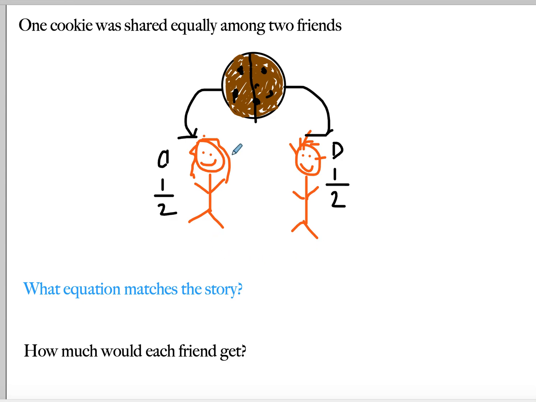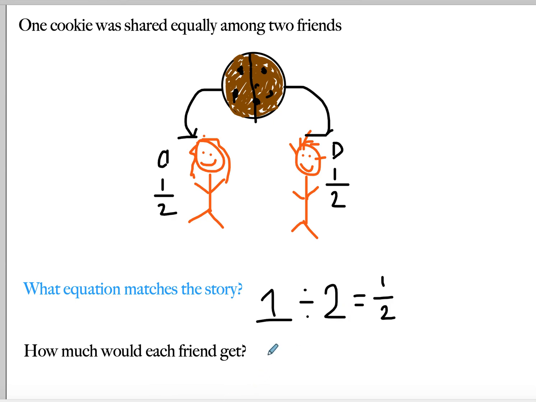So what equation matches the story? Well, I just had 1 cookie. I divided it among 2 friends, and they each got 1/2. I want you to stop and think about, what do you notice about the quotient in this equation? The quotient is the answer in the division problem. What do you notice? Well, I notice that it's a fraction, and I notice that the numerator is actually the dividend, and the denominator is the divisor. So the numbers in the fraction come from the numbers in the equation.